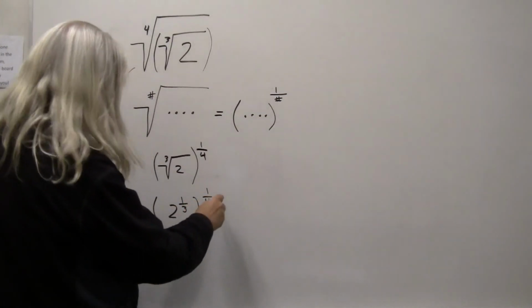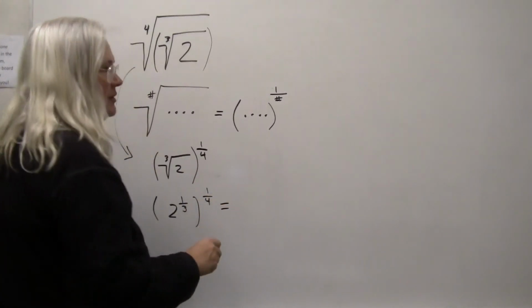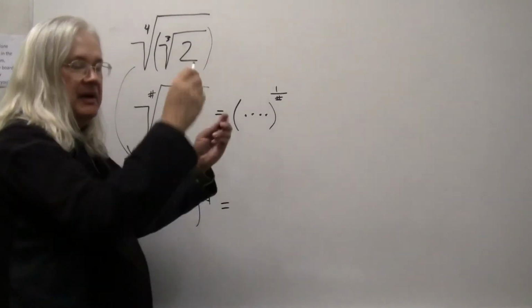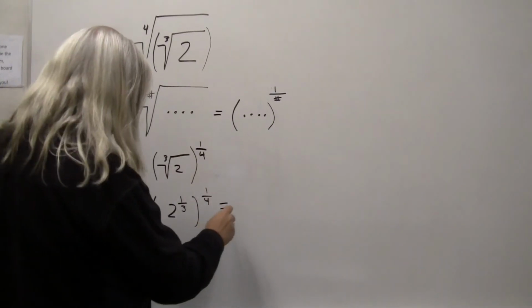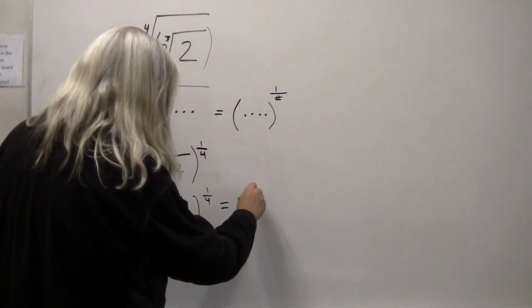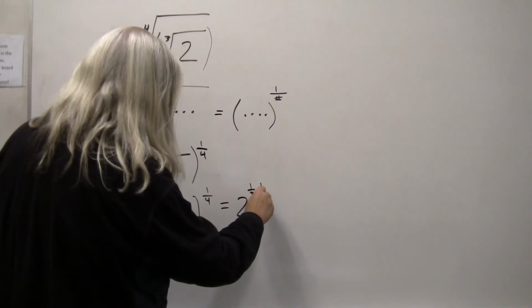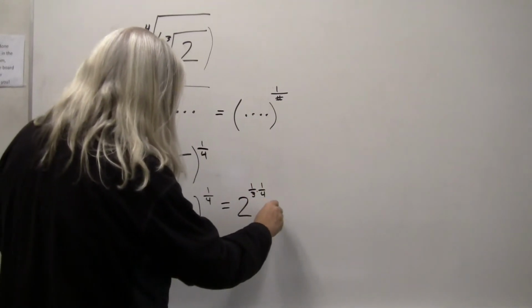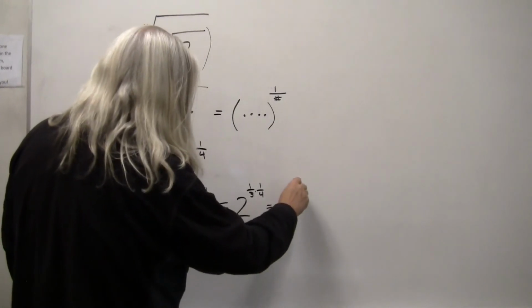And if you remember the rule of a thing to a power again, you just multiply the powers. So this is 2 to the 1/3 times 1/4. And if you do 1/3 times 1/4, you get 1/12, so it's 2 to the 1/12.